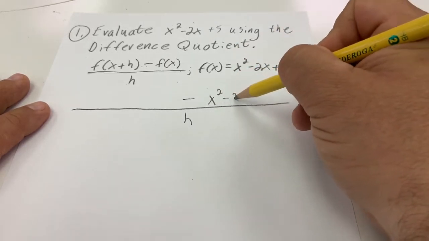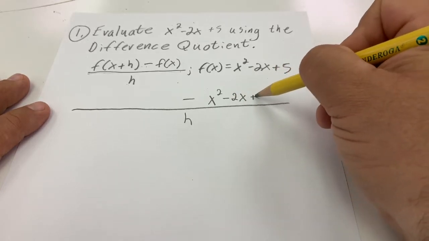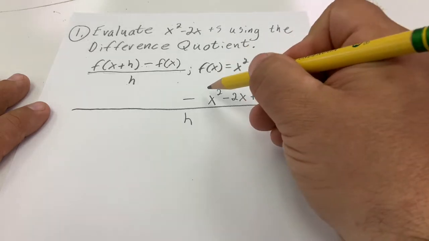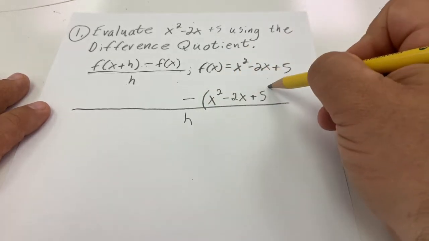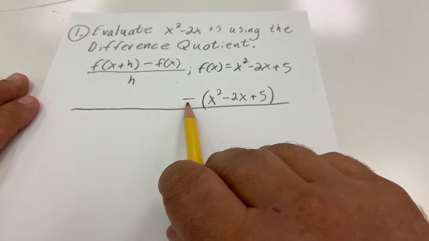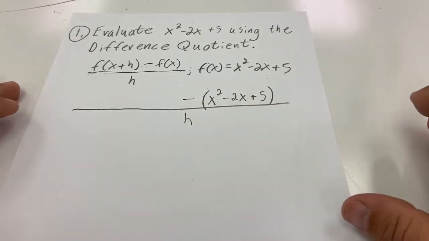And this is the biggest mistake made in any algebraic reasoning class, is just to put it like that. But I'm subtracting the entire quantity. So I have to wrap it up in parentheses. I'm going to need to distribute that negative sign across them.